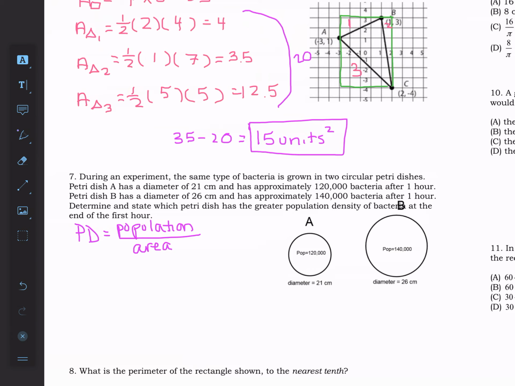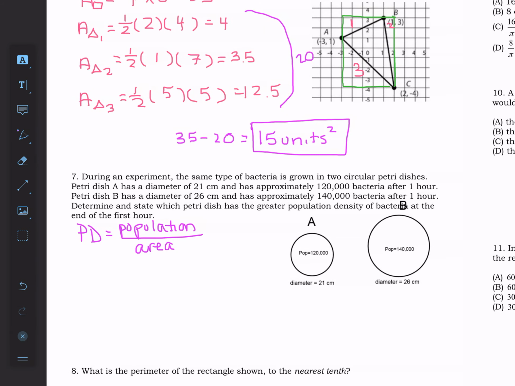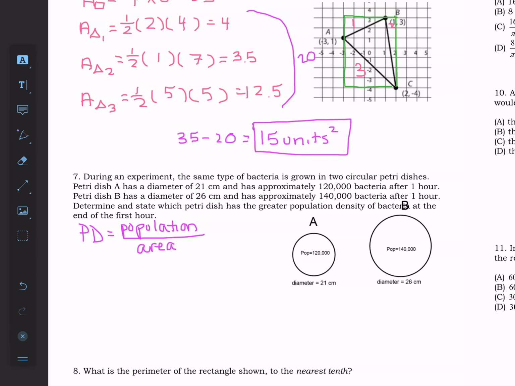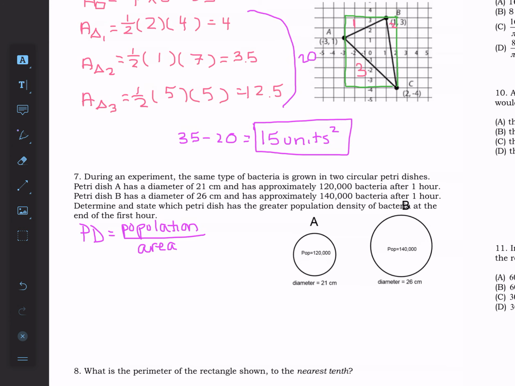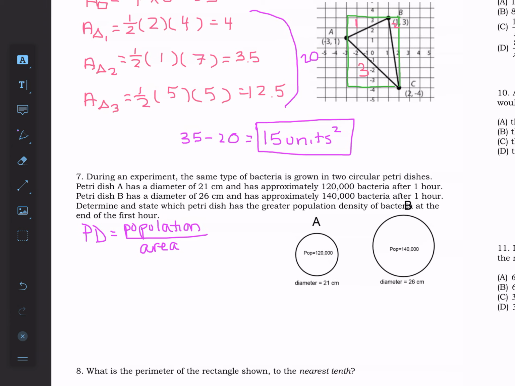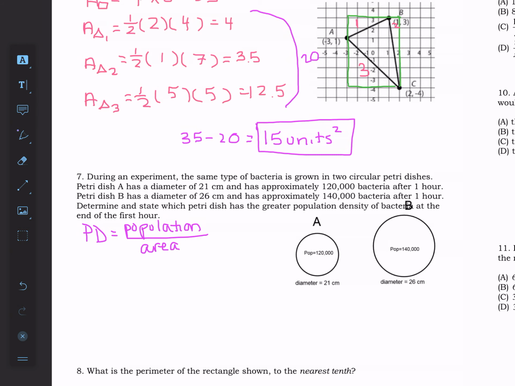Okay, so in number 7, during an experiment, the same type of bacteria is grown in 2 circular petri dishes. Petri dish A has a diameter of 21 centimeters and approximately 120,000 bacteria after 1 hour. Petri dish B has a diameter of 26 centimeters and has approximately 140,000 bacteria after 1 hour. Determine and state which petri dish has the greater population density of bacteria at the end of the first hour.